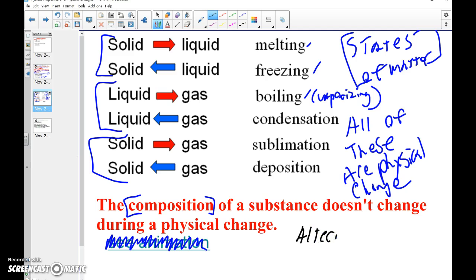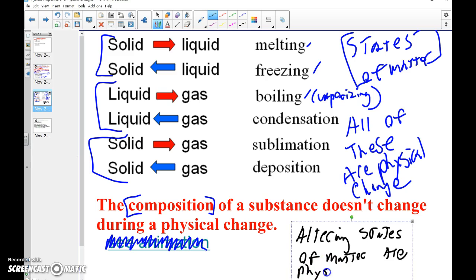Altering states of matter are physical changes. Okay? Altering the states of matter are physical changes.